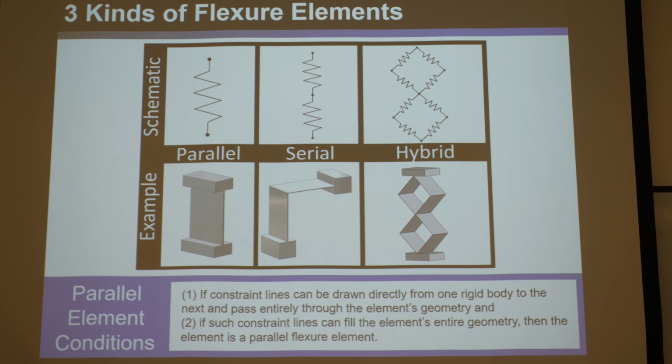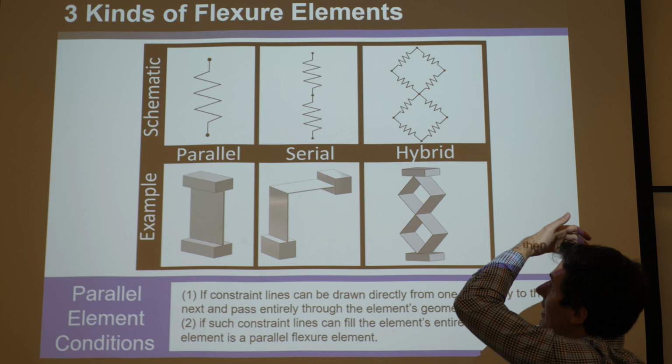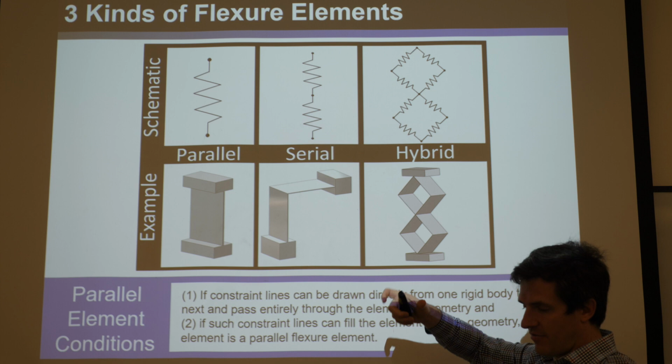So here's an example of a hybrid element. You can see, again, all these are just made of the parallel element blade. This is a serial and this is a hybrid. That's not an interconnected hybrid, that's a hybrid, but you don't know what that is yet, so don't worry about it. Okay, so this is just a hybrid element, and notice there's no rigid bodies in between. It's saying the whole thing deforms, okay?